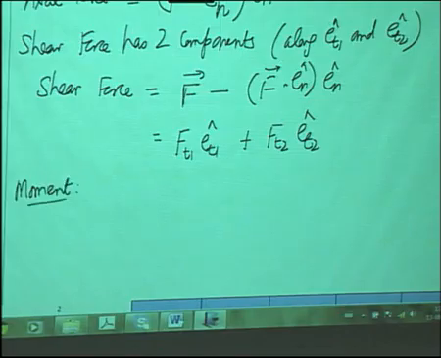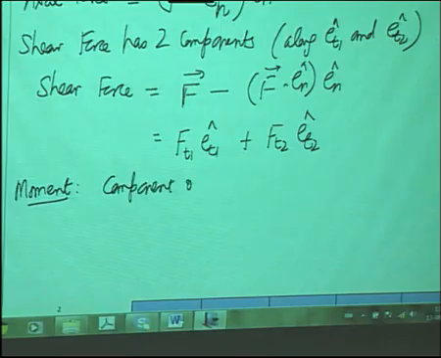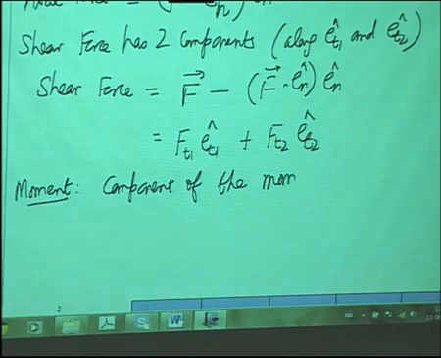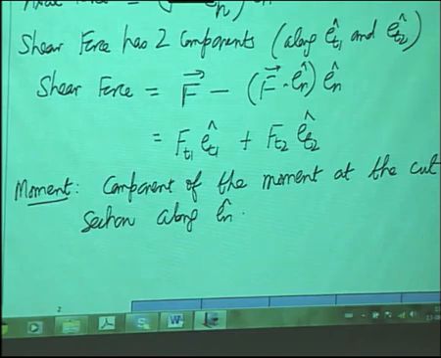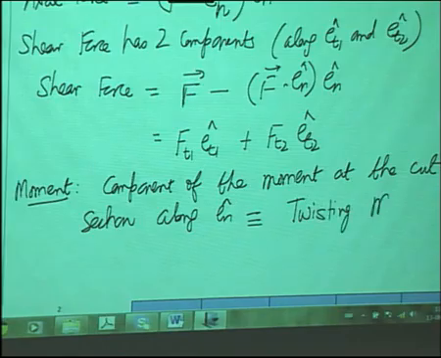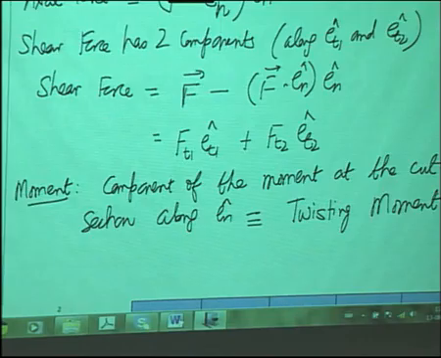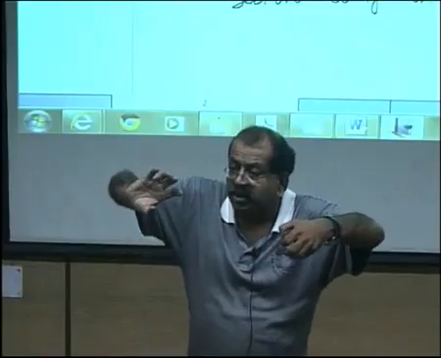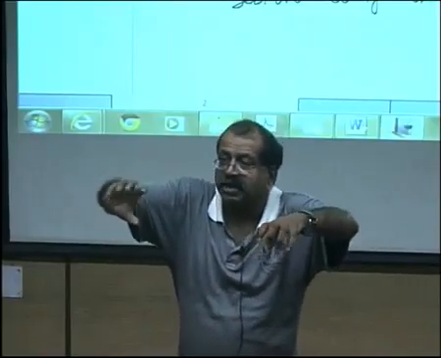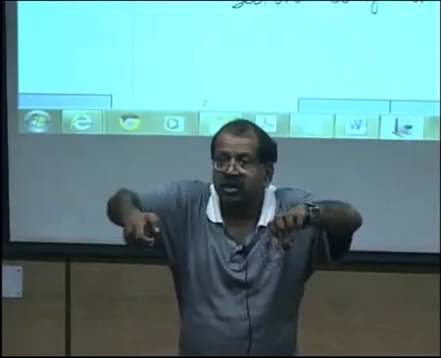if we look at the moment, then the component of the moment at the cut section along En is what we define as the twisting moment. If I have a bar like this, a moment which is along this axis, what does it tend to do? It tends to twist the bar.